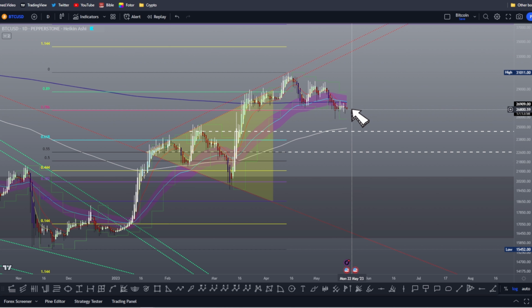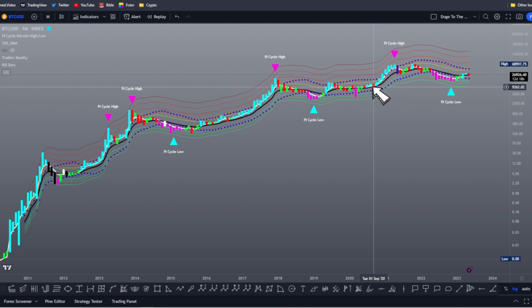Again, just to reiterate, I personally think that we're more likely going to see further downside than this being our final local low. Like I mentioned in the last video, this could be our final pit stop, similar to around right here.